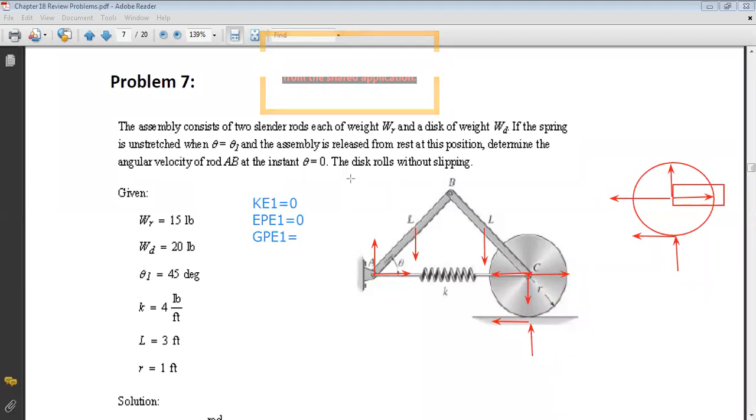Okay, so now, let us continue. To find the gravitational potential energy, we should consider a reference line. We can take the reference line here.